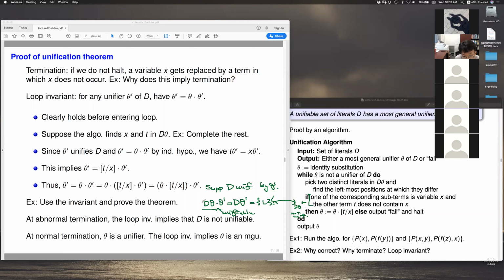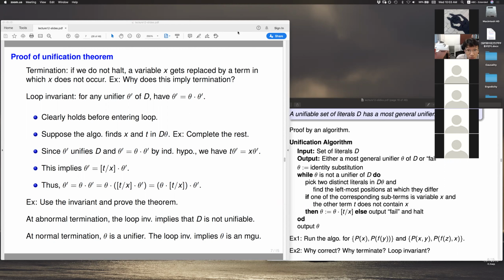So, assuming D is unifiable, the loop invariant implies that D theta is unifiable. On the other hand, the conditions of the algorithm say D theta is not unifiable. So they contradict each other. So that shows the desired contradiction. Okay, so that implies if we return failure, this D is not unifiable.